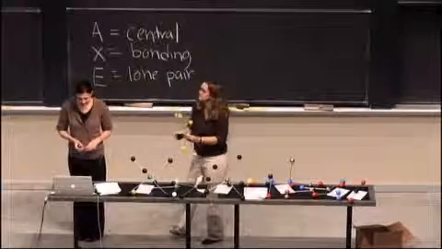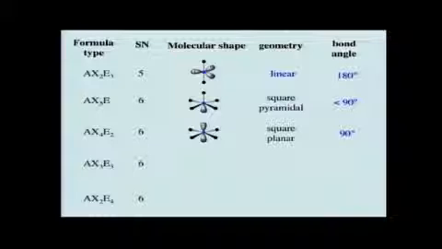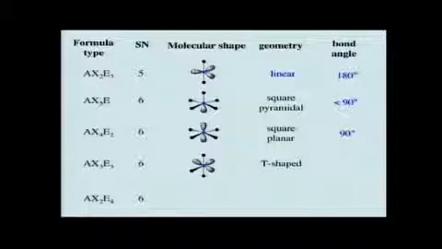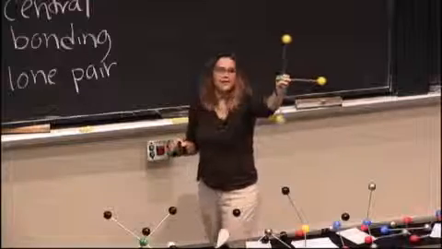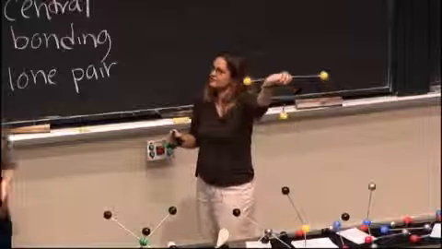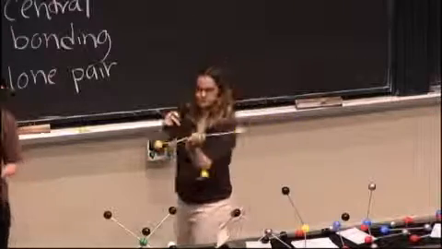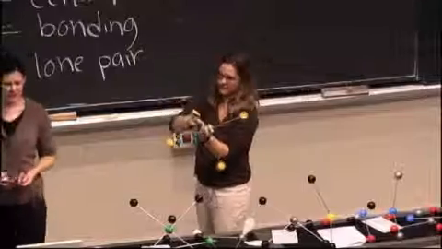So next, let's look at AX3E3. This is what we call T-shape. This is also T-shape. Okay. And angle here? Yep, I think we heard less than. It's less than 90 degrees.